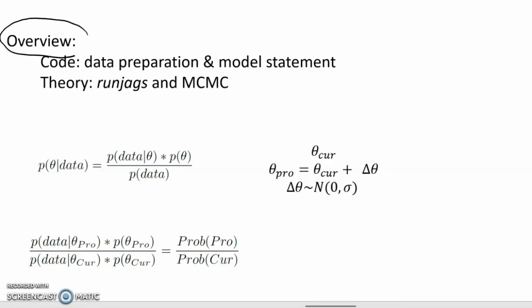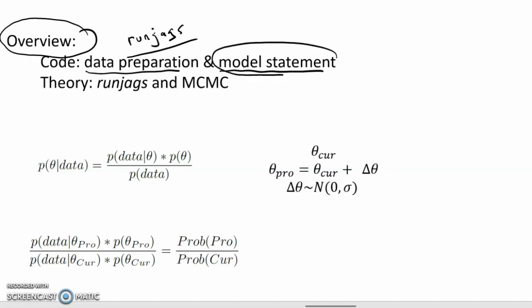So, a couple things about this video. First, we're going to write some runjags code. It's going to prepare the data for us and construct a model statement. And then what we're going to see is how this model statement is going to enable runjags to implement Markov chain Monte Carlo algorithm. So we're going to begin with review of Markov chain Monte Carlo.